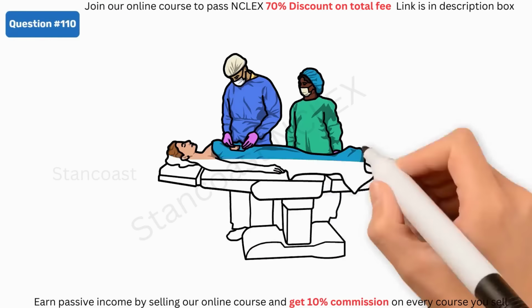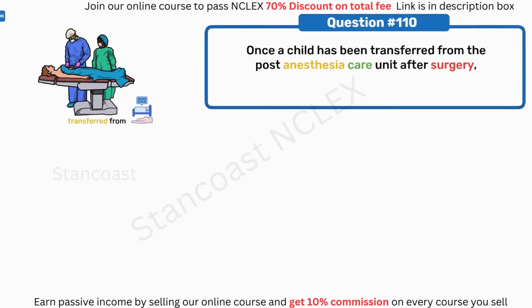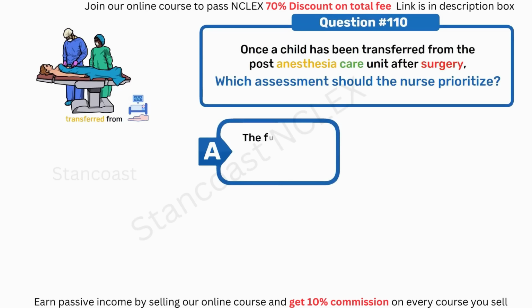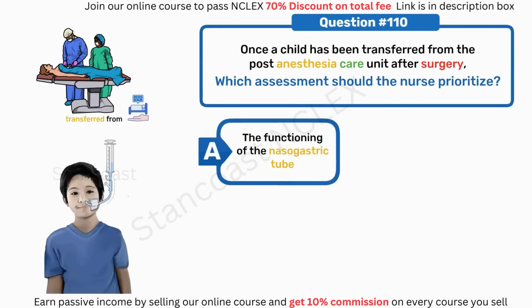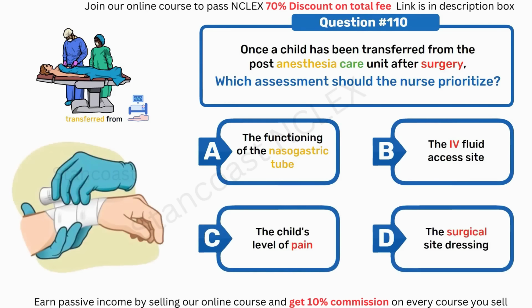Once a child has been transferred from the post-anesthesia care unit after surgery, which assessment should the nurse prioritize? A. The functioning of the nasogastric tube. B. The IV fluid access site. C. The child's level of pain. D. The surgical site dressing.